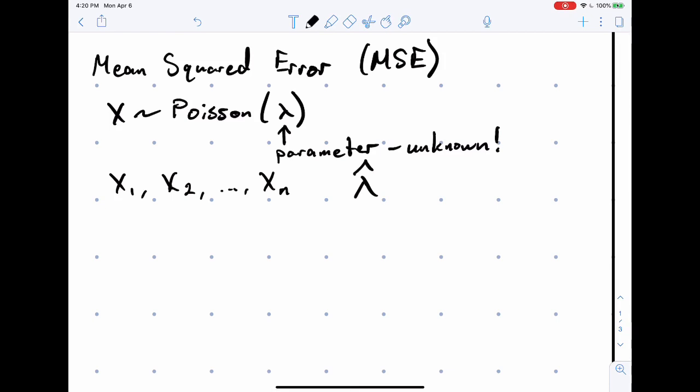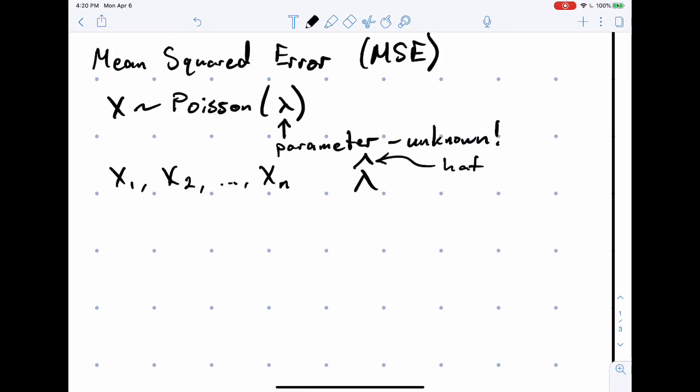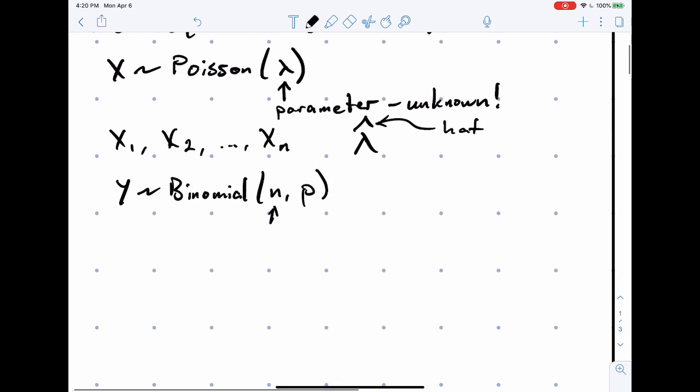So often when you see the hat, you know you're probably looking at an estimator. Another example, say Y is binomial in P. Usually we know what n is, that's known, how many trials we're doing, but we don't know what P is, it's unknown. So we have to come up with some estimator. So we need P hat here, P hat, the estimator.